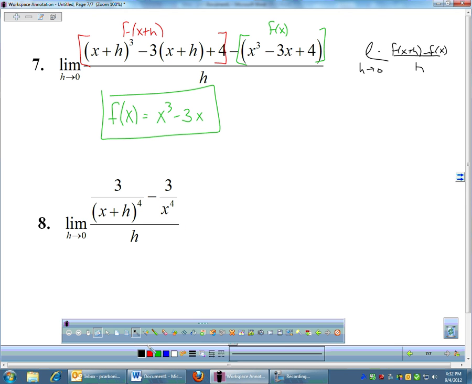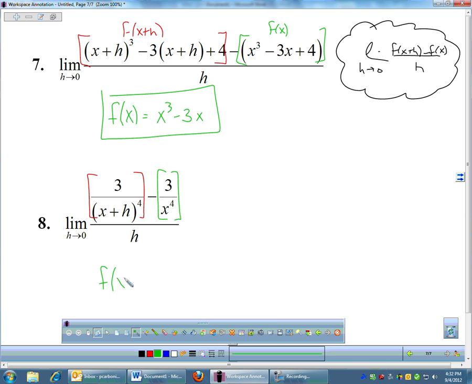One last one, exact same limit definition. H is approaching 0, so we're still thinking about this thing over here. I see something in terms of x plus h minus something in terms of x. That second one is your f of x. So in this case, f of x is 3 over x to the 4th.